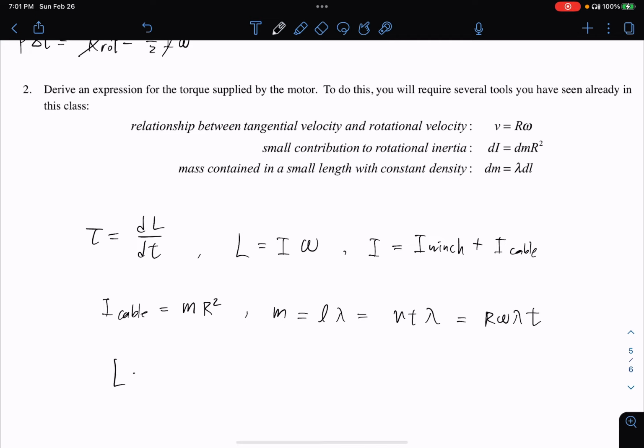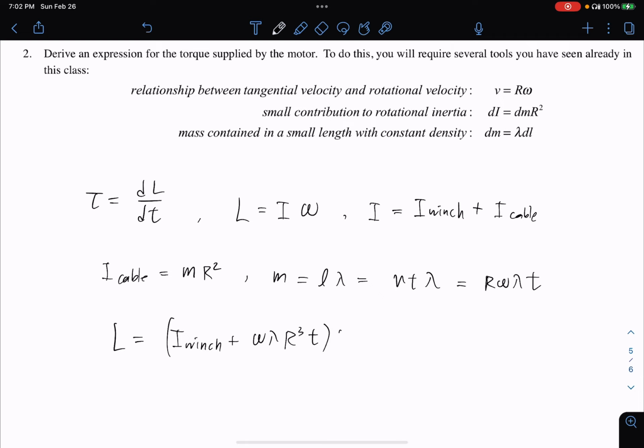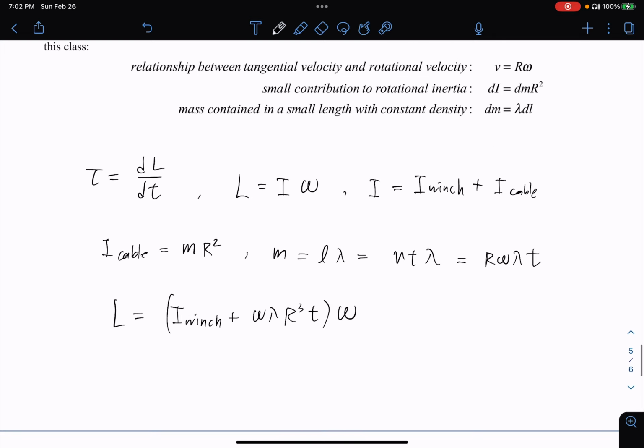So the angular momentum will be a constant moment of inertia plus omega lambda r cubed, because here we have r and here's r squared. M times r squared gives you r cubed, and we have a time here. The whole thing is multiplied by the angular velocity.